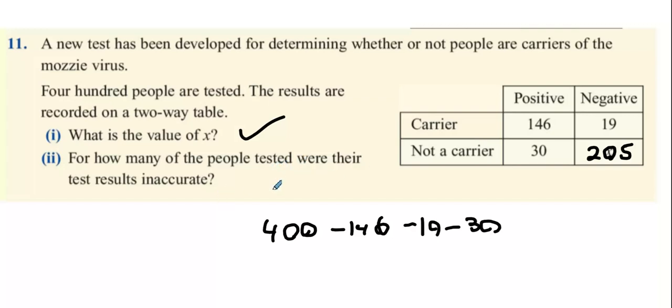For how many people were the test results inaccurate? So what's an accurate one? Inaccurate. Positive, negative, not a carrier. I'm actually sort of confused by the question. Alright, let's have a look. Inaccurate. It's the 30 plus the 19, which is the 49, divided by 400, is that right? Okay. Don't worry about it. Right?